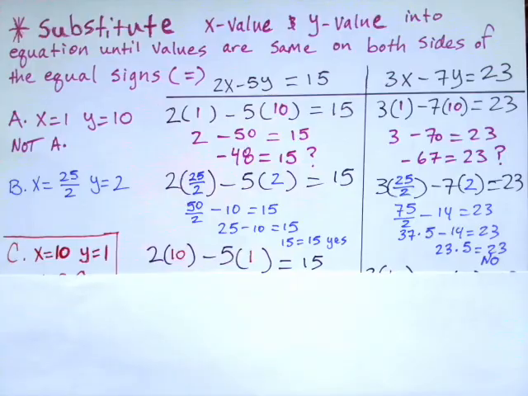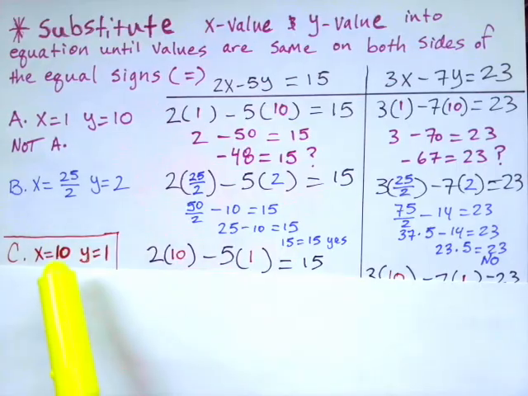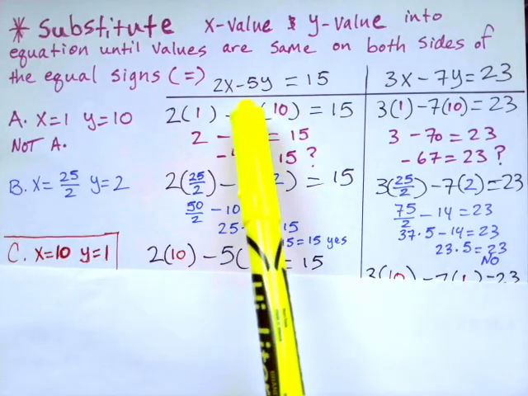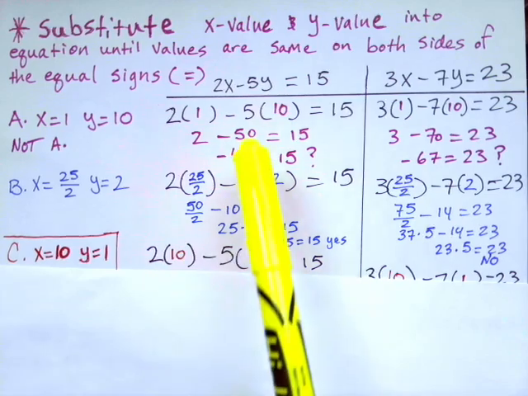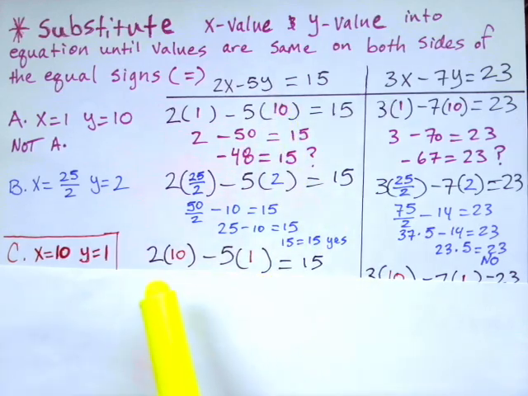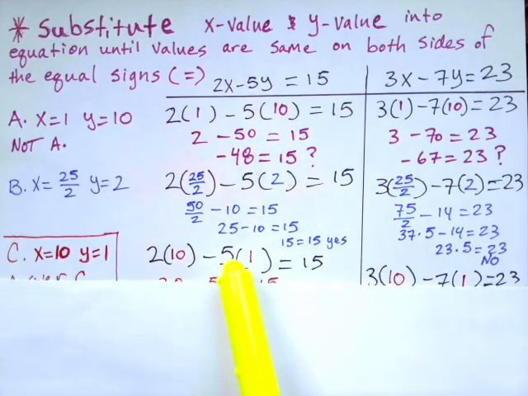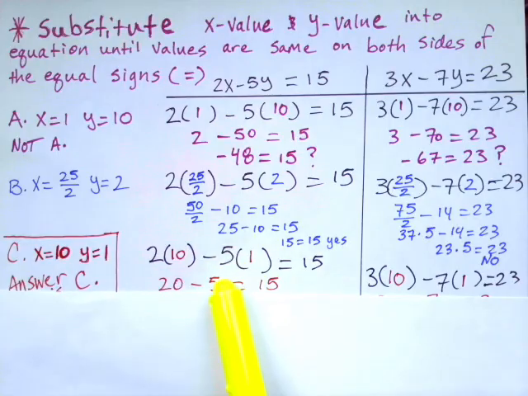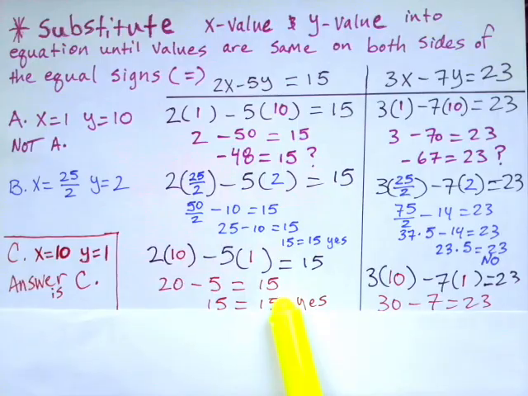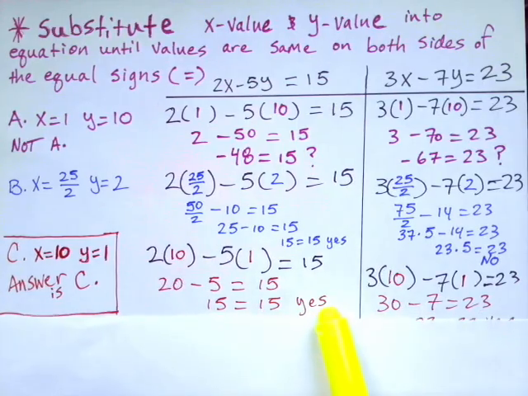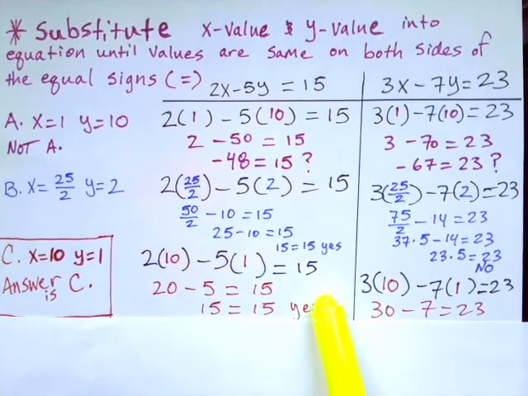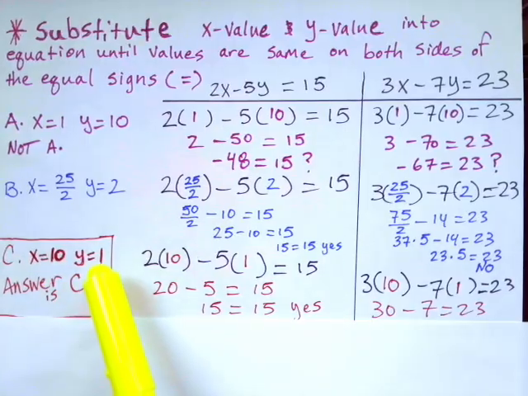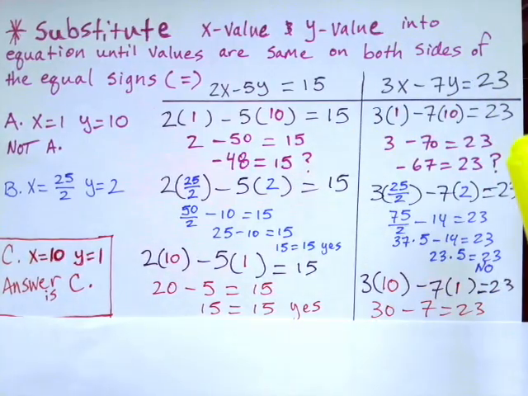Let's move on, and you can see here why your answer will be C. So when x is 10 and y is 1, you substitute 10 for x, 1 for y. 2 times 10 is 20. Negative 5 times 1 is a negative 5. 20 minus 5 is 15. Does 15 equal 15? Is that true? Yes. Okay, now I have to substitute 10 for x, 1 for y in the other equation.